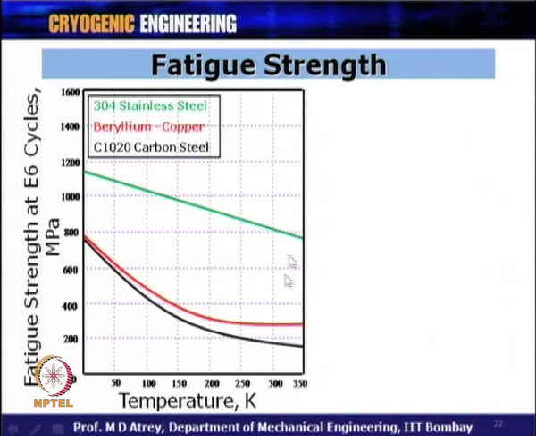Here again you can see a curve. On the y axis, what we have plotted is fatigue strength at 10 to the power 6 cycles, while on the x axis, what we have plotted is temperature. This is room temperature at 300 Kelvin, and this is where you move towards the cryogenic temperature range, as you have seen earlier in the yield strength and ultimate strength variation. Again, you can see that as the temperature gets lower, the fatigue strength increases.